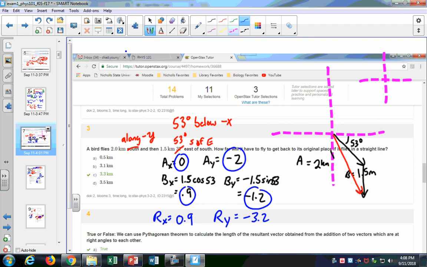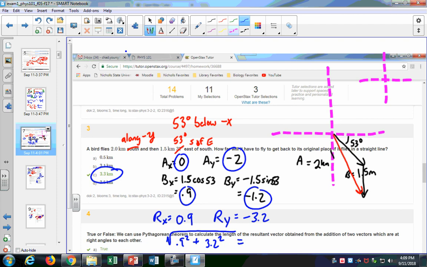So the drawing is wrong. So here you do the Pythagorean theorem, like I said: 0.9 squared plus negative 3.2 squared, but the negative goes away, and that gives me 3.3 kilometers.